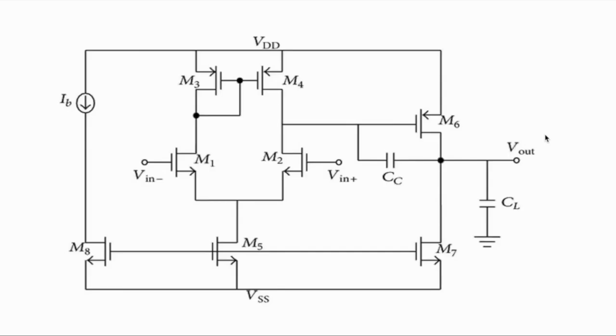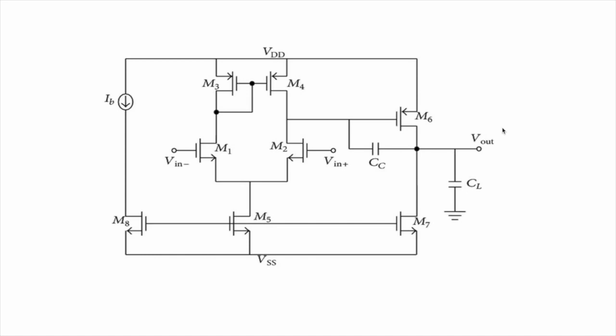The next part, I'm going to explain a slightly different way of designing the two-stage OPAMP, to explain the design of a two-stage OPAMP with Miller compensation. So this is the circuit for the two-stage OPAMP. It has 5 NMOS and 3 PMOS. This is the first stage, which is a differential amplifier with an active load, and the second stage is a common source amplifier.